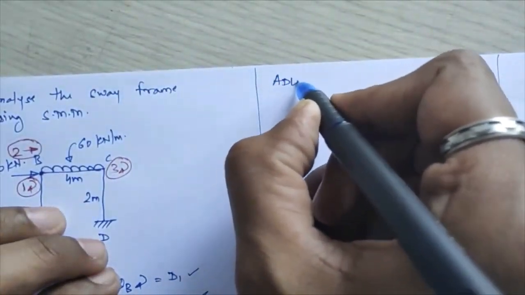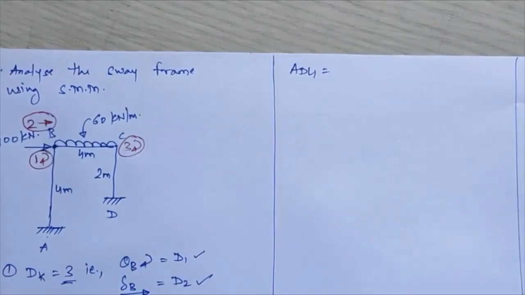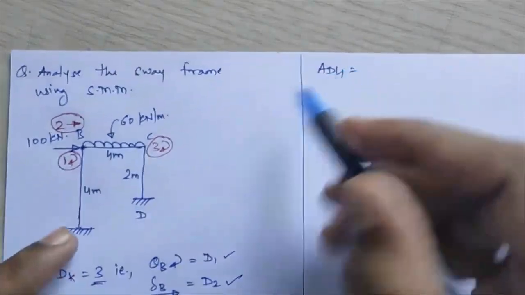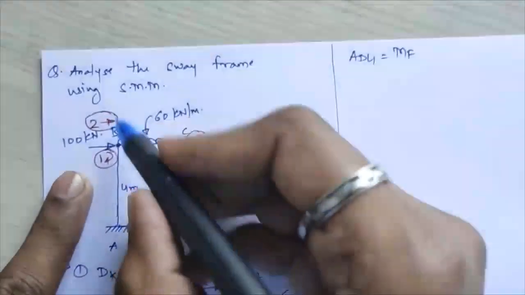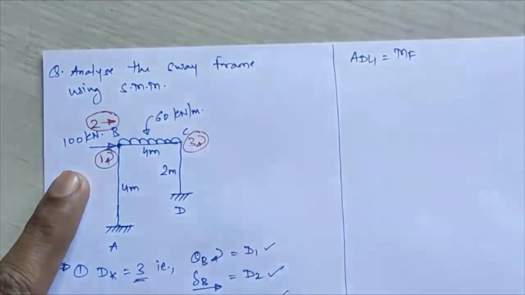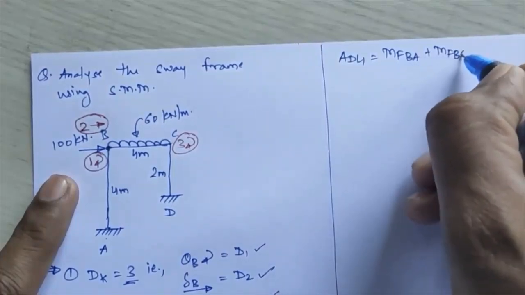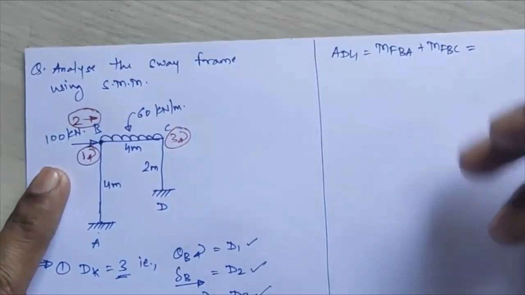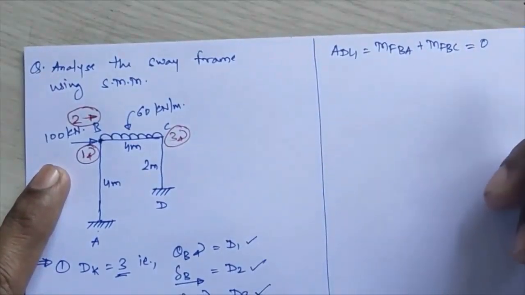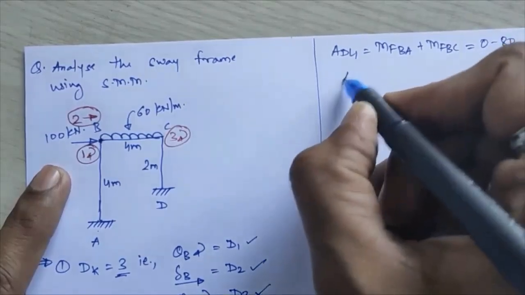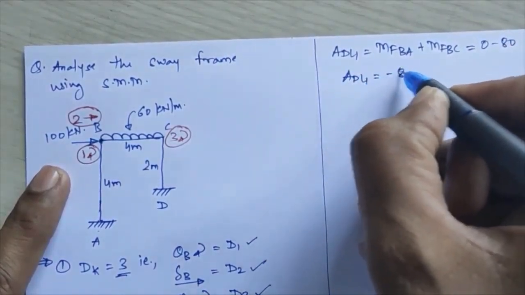Now the ADL1 value. I will not draw the restraint structure diagram again. You have understood how to calculate ADL1, so there is no need of drawing those diagrams again and again. ADL1 will be at your first coordinate, so that will be the combination of friction moments MFBA plus MFBC. MFBA I am getting as 0, MFBC I am having as minus 80. So ADL1 I am getting as minus 80.